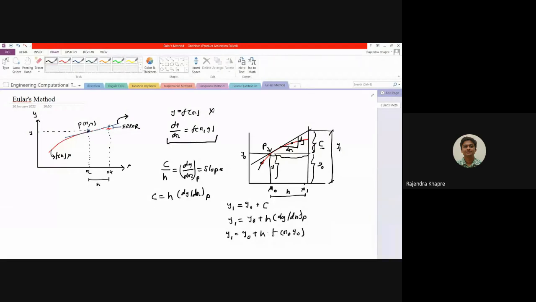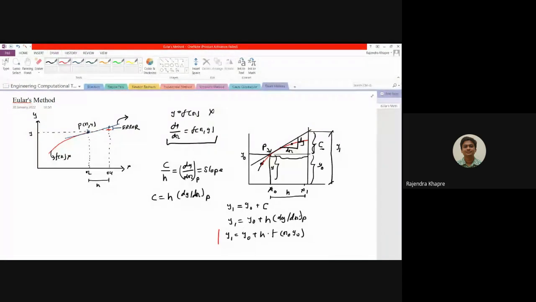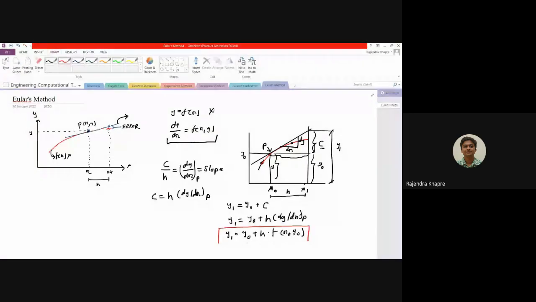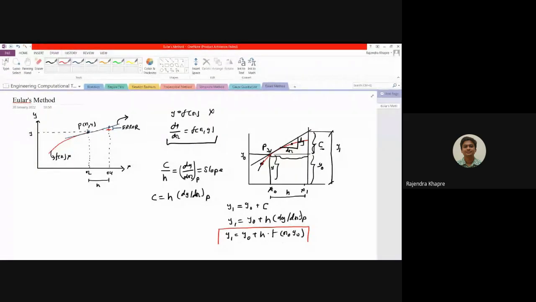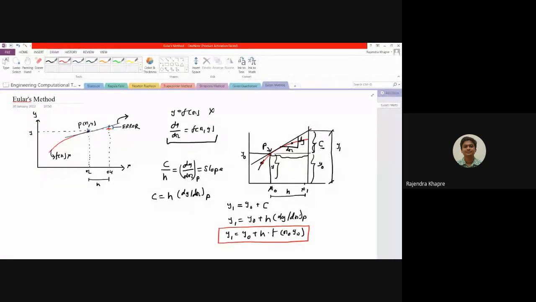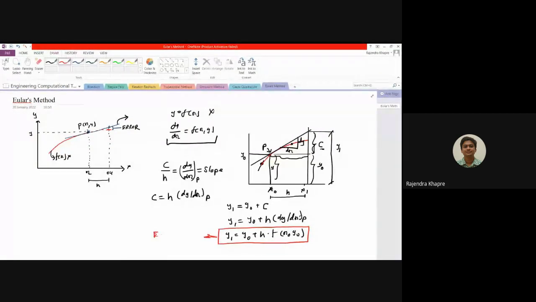Is it clear to everybody? Have you understood this so far? Okay. So this particular expression is called Simpson's equation. Sorry, Euler's equation, not Simpson's equation. This is nothing but Euler's equation.